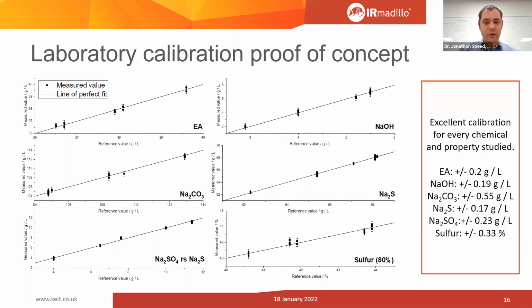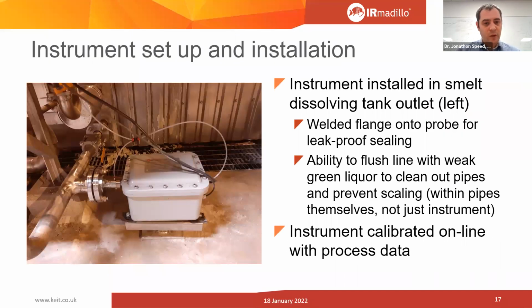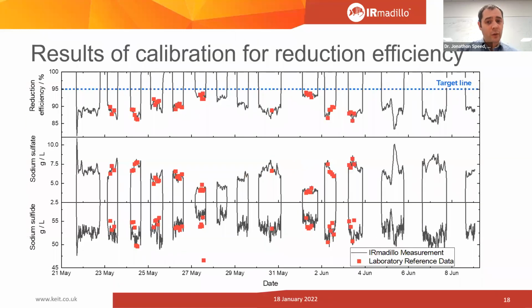Based off these numbers, the customer was happy to move forwards and to actually take an instrument and install it online. That's what the photograph here is. This is the instrument with a welded flange. The flange is welded onto the probe to make sure there are no leaks. That goes into a T-piece in their smelt dissolving tank outlet, and we're measuring constantly. They flush the line with weak green liquor, and that cleans out the pipes and prevents scaling. We then calibrated that with online process data that was taken to the lab to get us reference data. And here are the results.